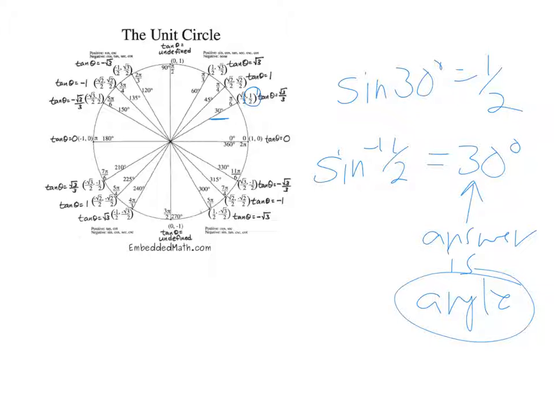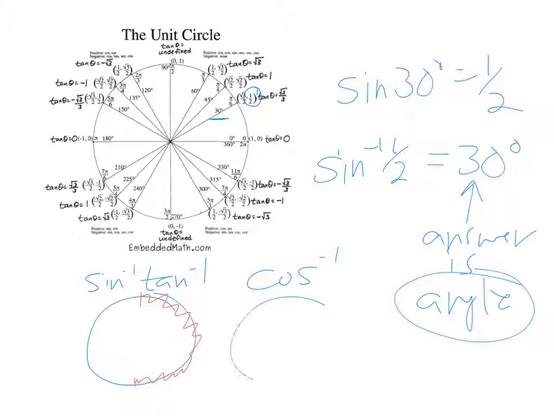There are restrictions to where you're allowed to look on the circle for inverses for them to still remain a function. So for inverse sine and inverse tangent, you're only allowed to look at the right half of the unit circle. For inverse cosine, you're only allowed to look at the top half of the circle in order for it to remain a function. So that's what we'll be doing on these problems.